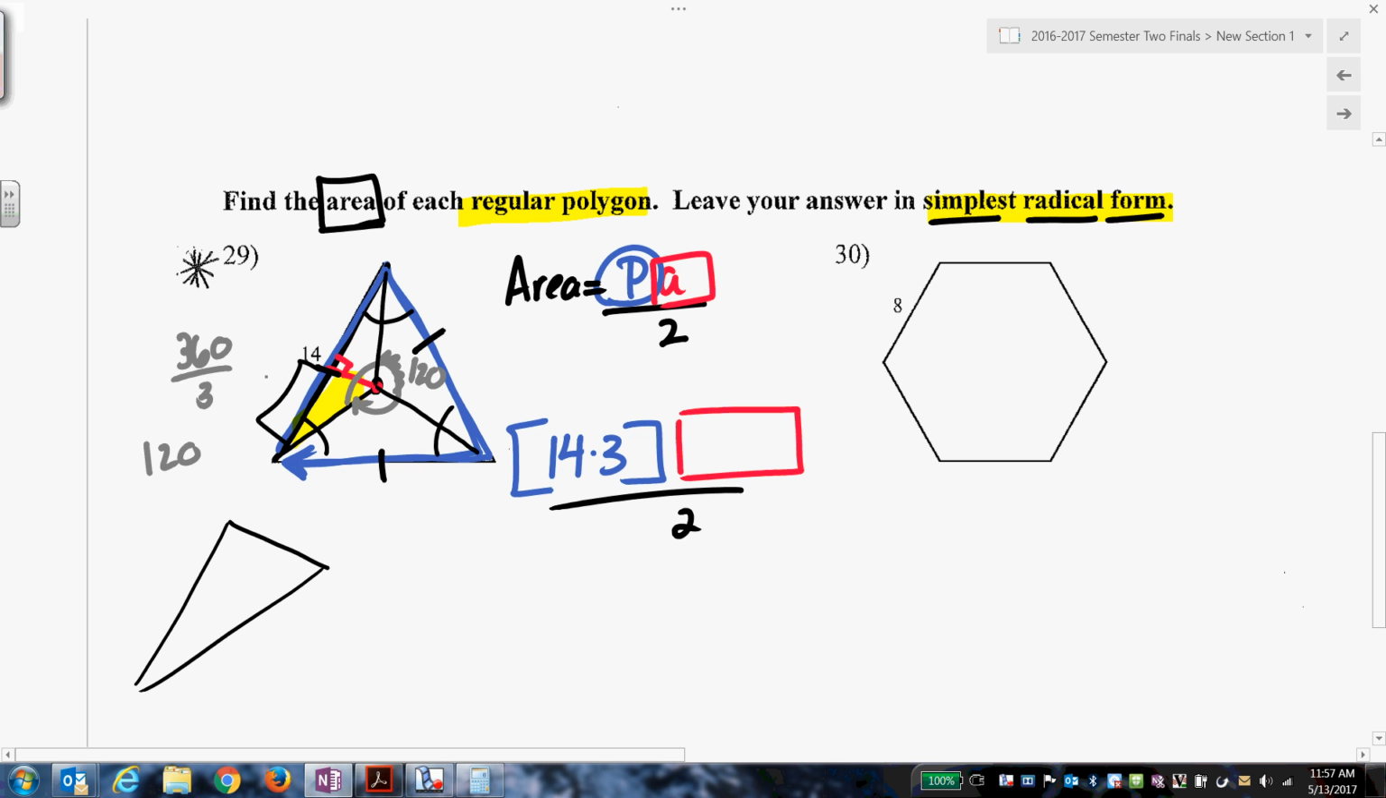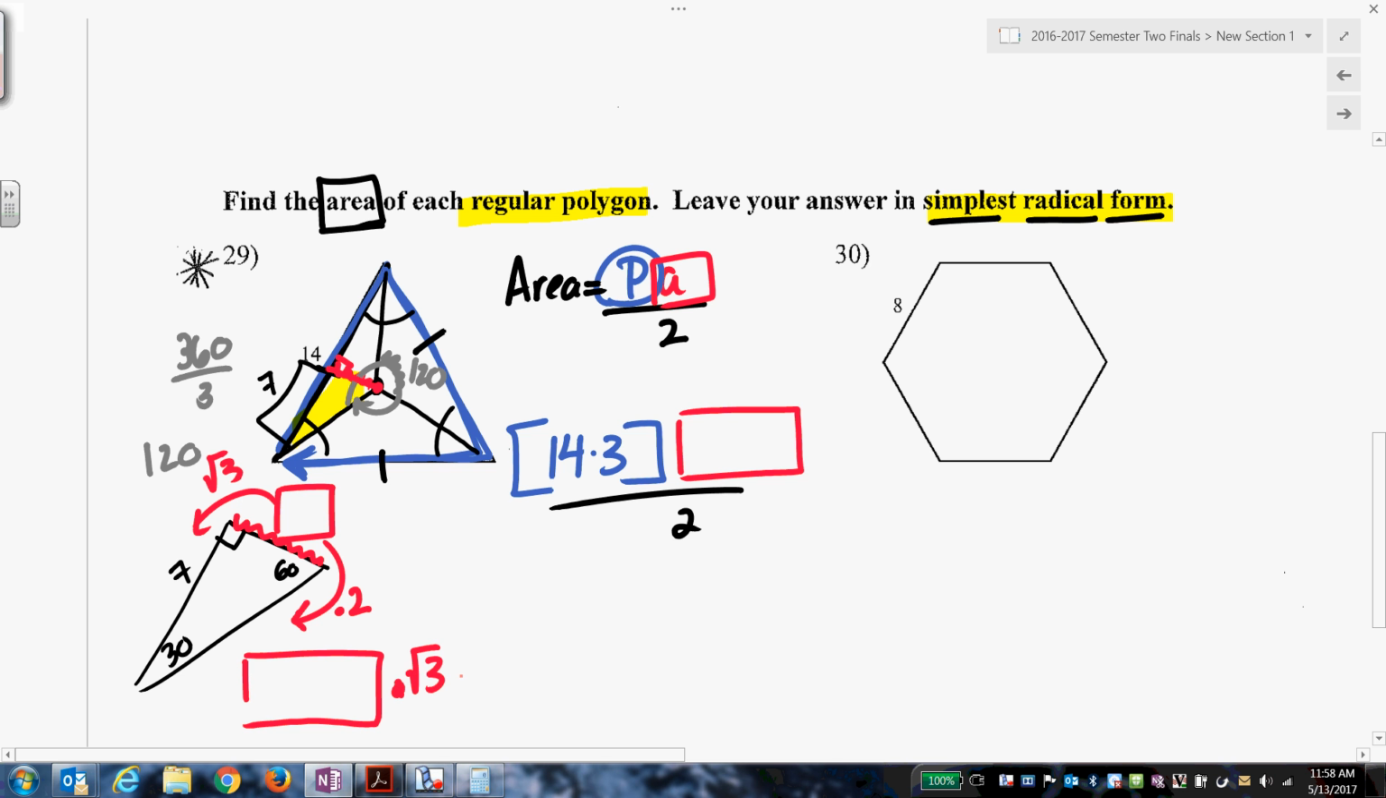This from here to here is going to be 7. That means that's going to be 60 because it's half of 120, and we got ourselves a 30, 60, 90 triangle. We want to find this side right here, which is our apothem. We're going to start by doing our chart, short leg, root 3, short leg times 2. So it reads like this. Something times root 3 is 7.